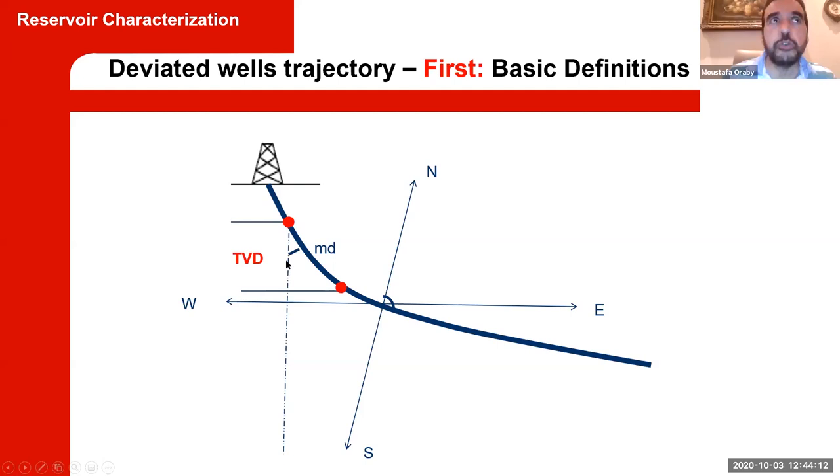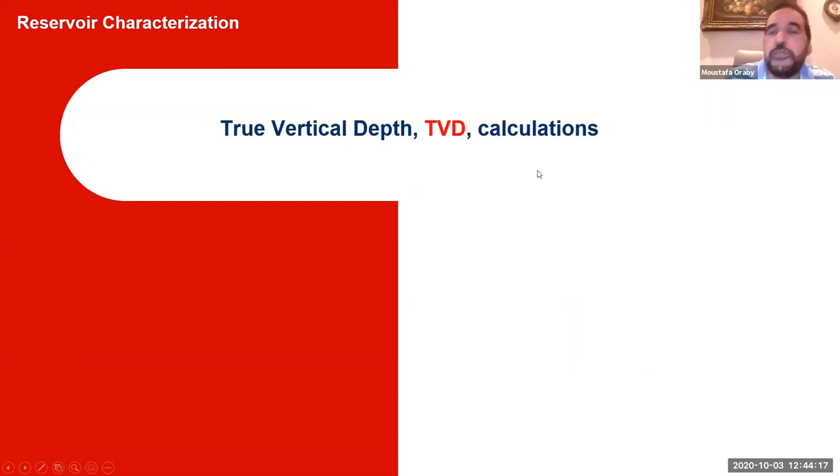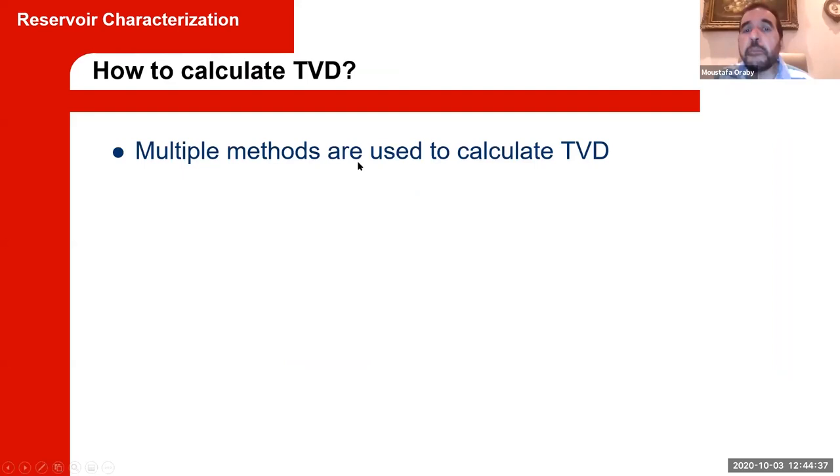So how do we calculate the true vertical depth? This is a very important thing. We understood now the well trajectory. We understood what the measured depth means, and why we need the TVD: to remove all these variations and get a standardized depth that we can correlate with, which is the true vertical depth. How to calculate TVD? There are multiple methods to calculate TVD, many methods actually. They are different in accuracy. I will go through these methods and I will stick with one of them.